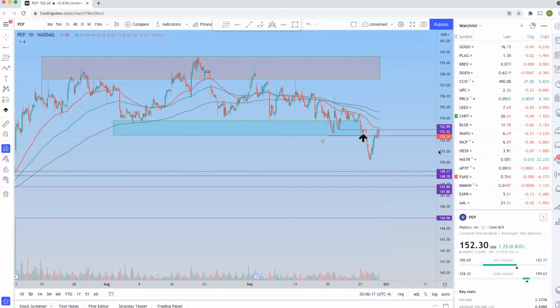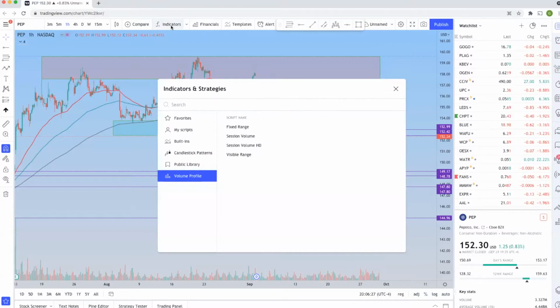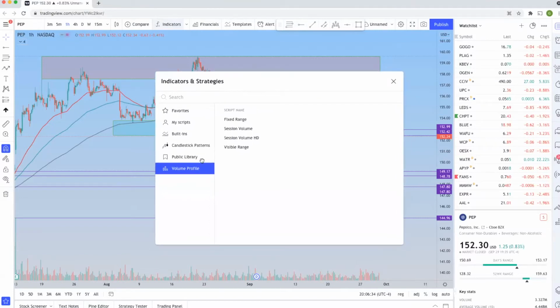So first, how to get it. The volume profile is part of the indicators. If you go into the indicators on top, you'll see there's a section for that, volume profile. In order to use it, you need to have the paid version. If you don't pay for TradingView, you can't use it. If you use the 30-day trial, you will have access to it, but once the trial is over, it's gone.